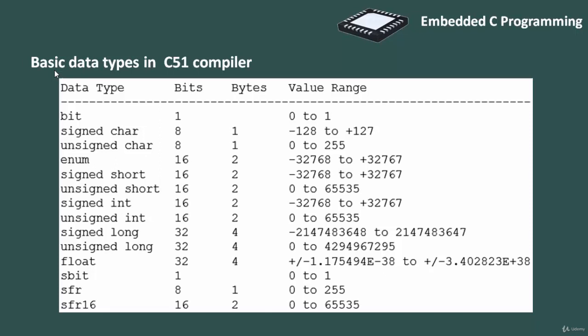This table shows the basic data types supported in C51 compilers, their size in byte, and the value range. Data type simply refers to the type and the size of data associated with variables.